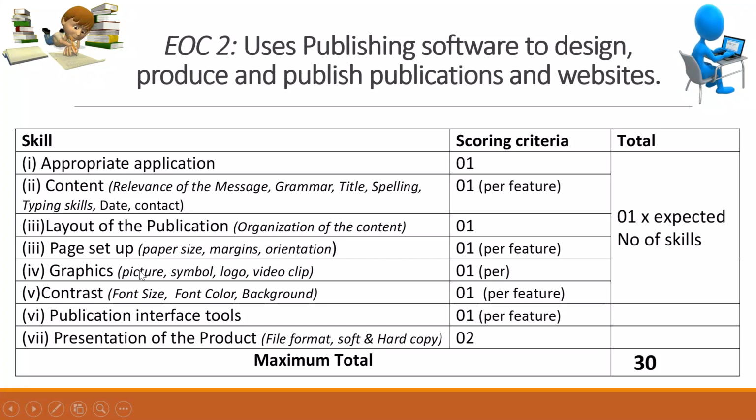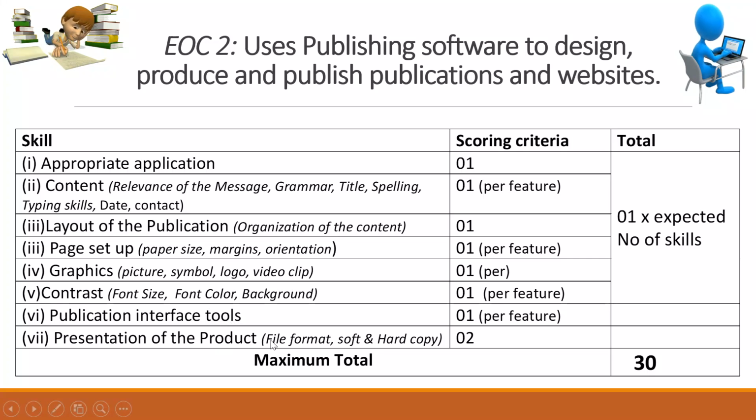Have you included some pictures in your publications? Are there some symbols, logos, or any video clips? Then contrast when it comes to font size, font color, background. These are very key and important in your publications and websites. Then have you used the publication interface tools? We shall see those tools, maybe tables, horizontal lines, or what we call separators, columns, and all those are interface tools.